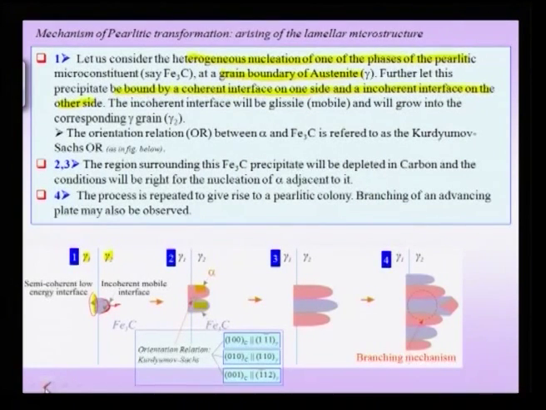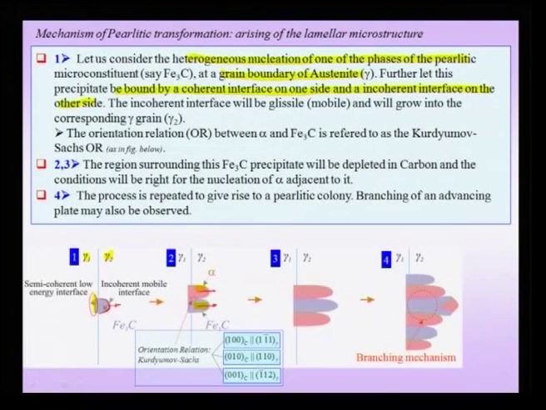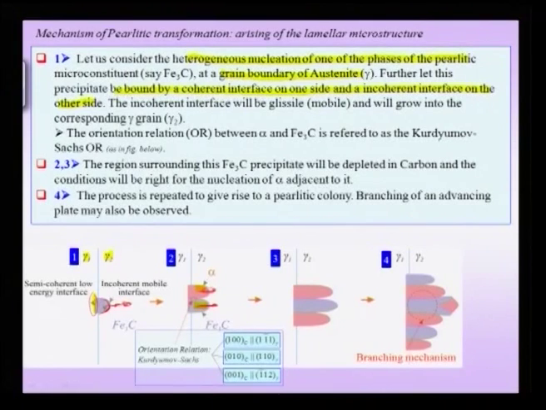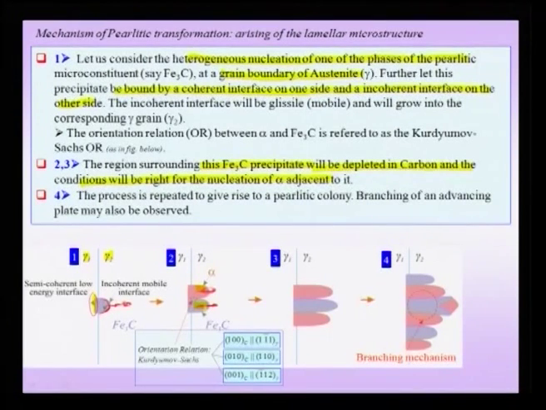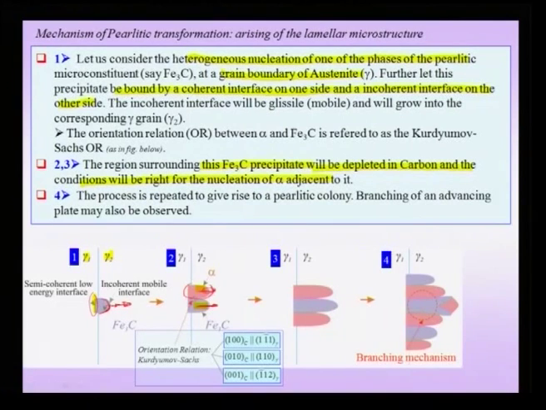So, therefore, I would have the growth of the alpha Fe3C in this direction. So, this growth direction will be more. Now, if Fe3C grows, the region surrounding this Fe3C precipitate will be depleted in carbon, and the condition would be right for the nucleation of alpha adjacent to it. So, after this Fe3C has gone some distance, an alpha could actually nucleate next to it and grow. So, an alpha can nucleate and grow.